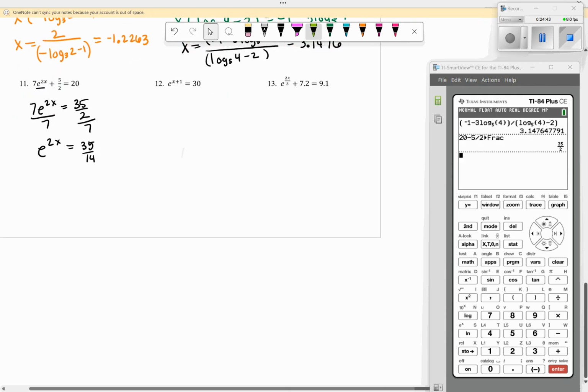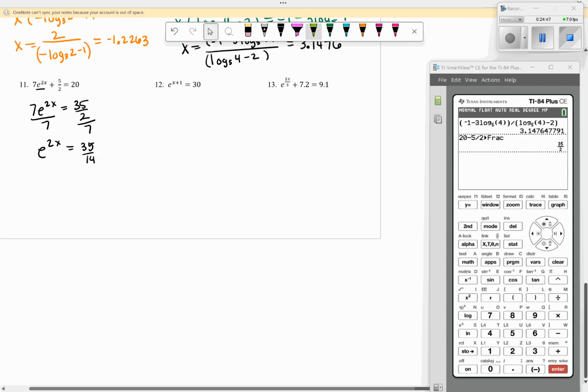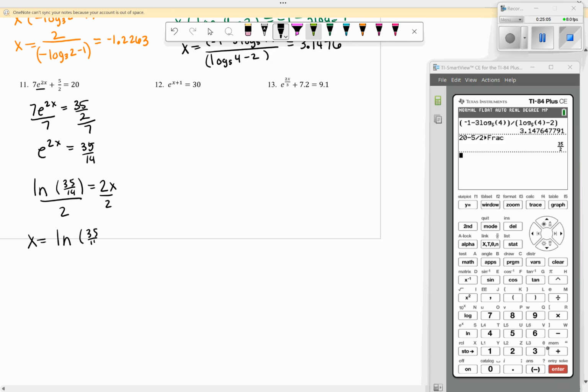Now that we've isolated the exponential expression, the next step is to rewrite this in log or natural log form, in this case, because it's base e. So the natural log of 35 over 14 is equal to the exponent 2x. And then the last step would be divide by 2. So x is equal to the natural log of 35 over 14 divided by 2.